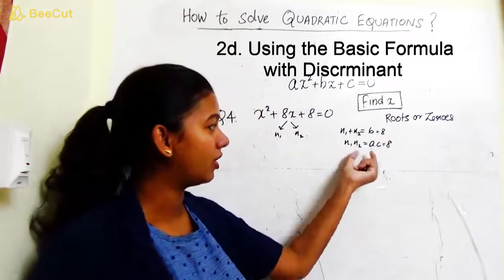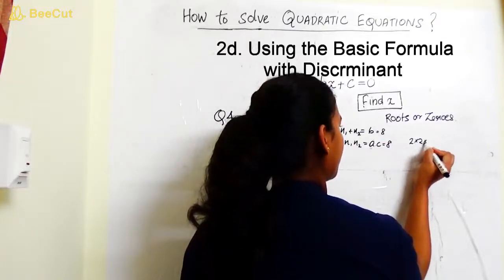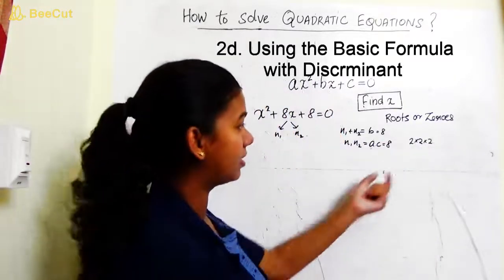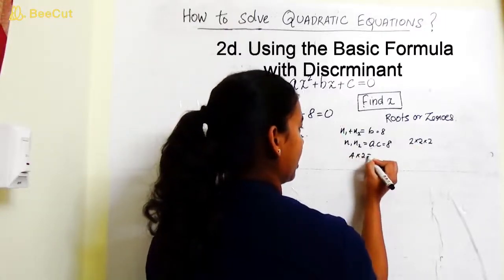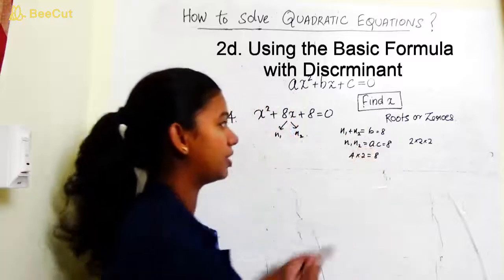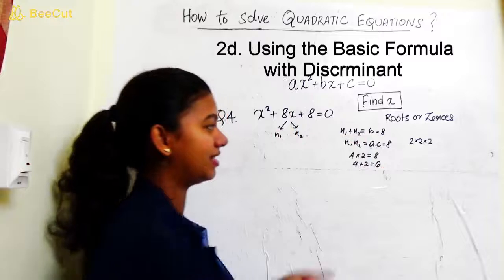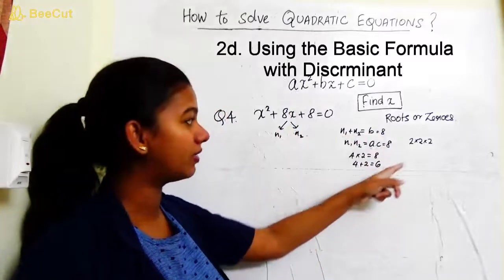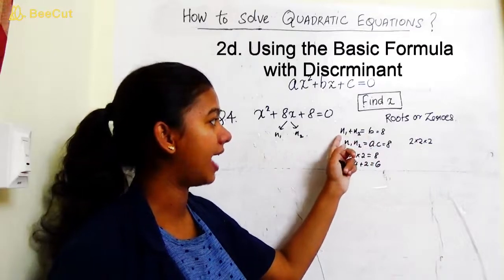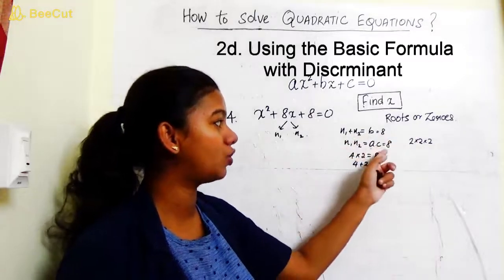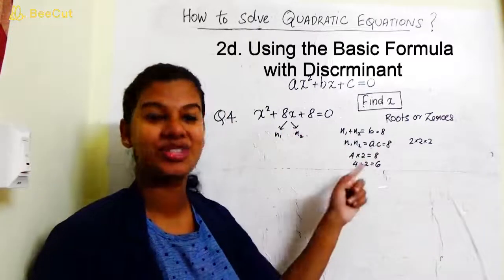Okay, so what are the factors of 8? 2 into 2 into 2, right? So if I use 4 into 2, I will get 8. But substitute as n1 plus n2, 4 plus 2, I will get 6. I am not getting 8. So whatever type we try, we won't get this value such that n1 plus n2 equal to 8 and n1 into n2 equal to 8. So in such cases we cannot factorize this using this method.